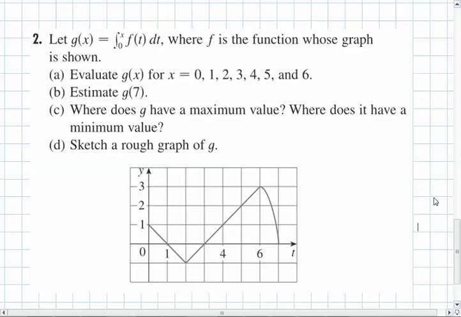Okay, so what does this mean? What is g, boys and girls? G is the integral from 0 to x of f of t dt, and this is f of t. So if you're integrating from 0 to 0, how far have you gone? Nowhere. So what's the area under the curve of something that has no base? 0. Nothing. It is 0, correct.